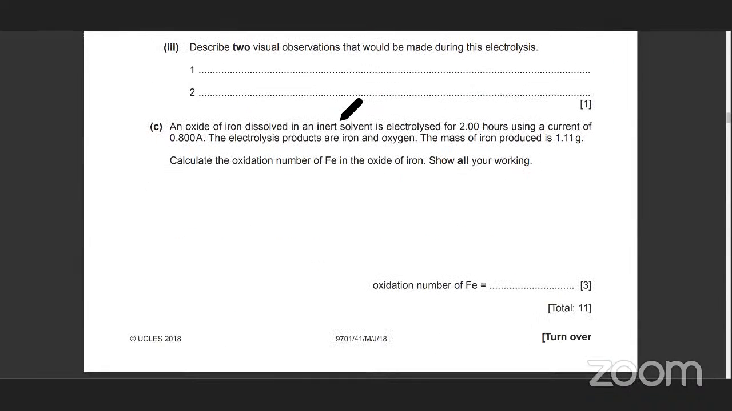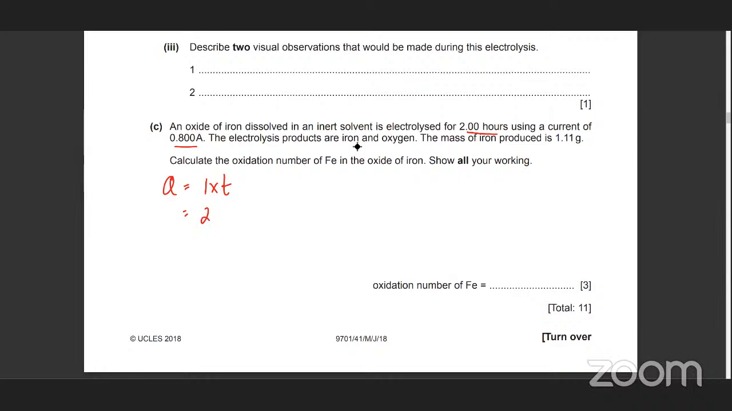अच्छा इसके बाद, and this is about Faraday constant. So he's saying an oxide of iron dissolved in an inert solvent is electrolyzed for 2 hours with a current of 0.2 amperes. The time or current दिया हुआ है. So you can use Q is equal to I T, and you can figure out the charge that is flowing through the circuit.